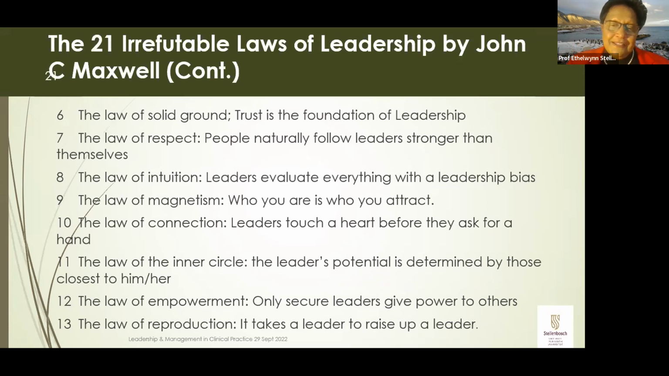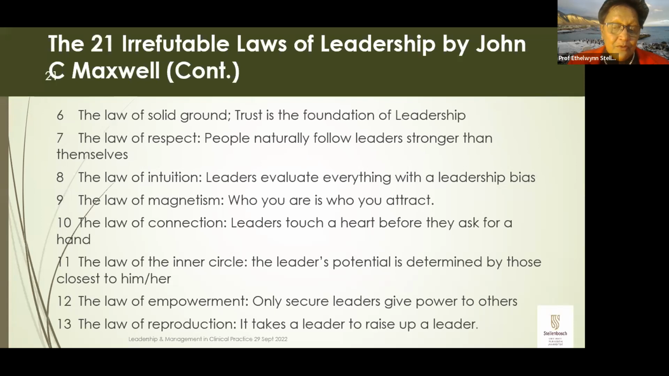And it happens, I'm sure many of you have had this experience already, and you can perhaps connect with some of these. The law of the inner circle: the leader's potential is determined by those closest to him or her. Right? The law of empowerment: only secure leaders give power to others.